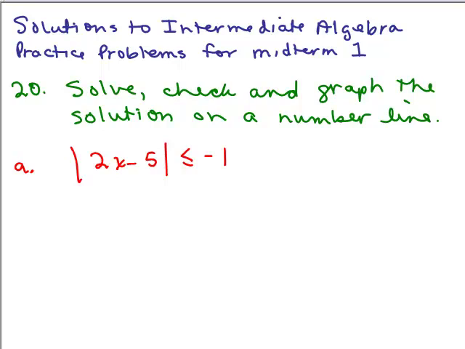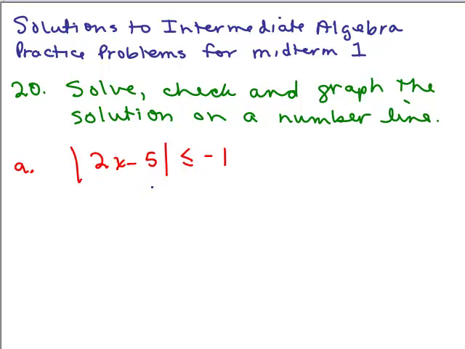All right, last problem, number 20, for the solutions to intermediate algebra practice problems. Solve, check, and graph the solution on a number line. These will be absolute value inequalities. And part A, absolute value of 2x minus 5 is less than or equal to negative 1.